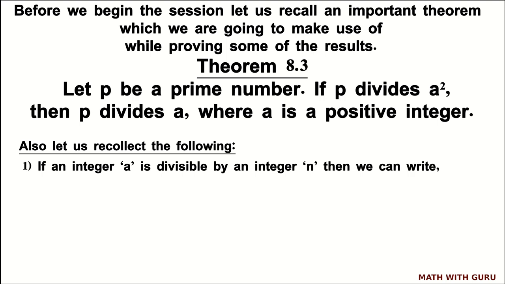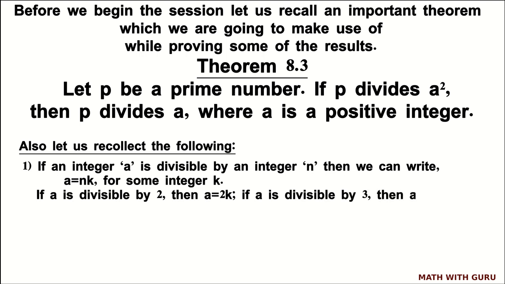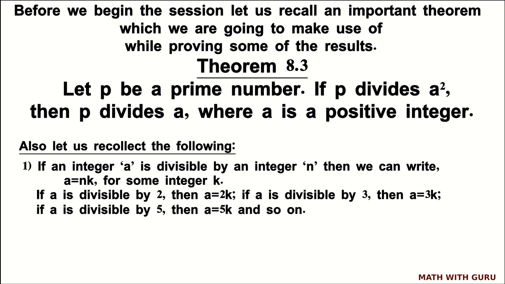Also, let us recollect the following. If an integer A is divisible by an integer n, then we can write A equals nk for some integer k. If A is divisible by 2, then A equals 2k. If A is divisible by 3, A equals 3k. If A is divisible by 5, then A equals 5k, and so on.